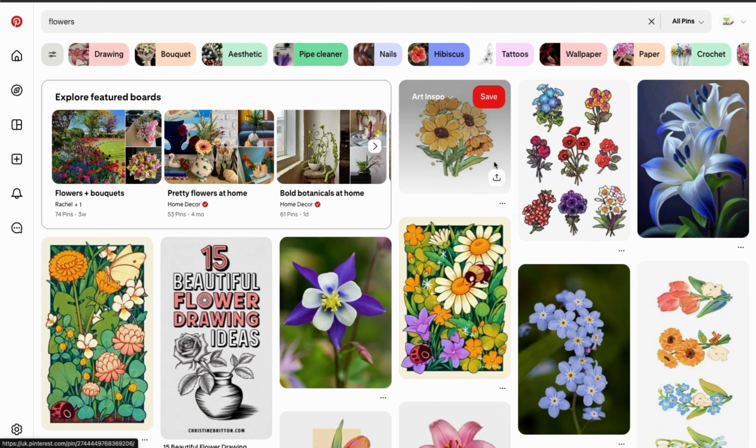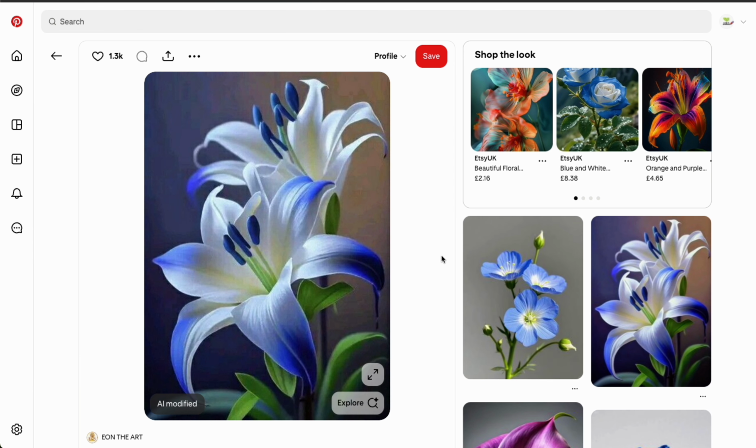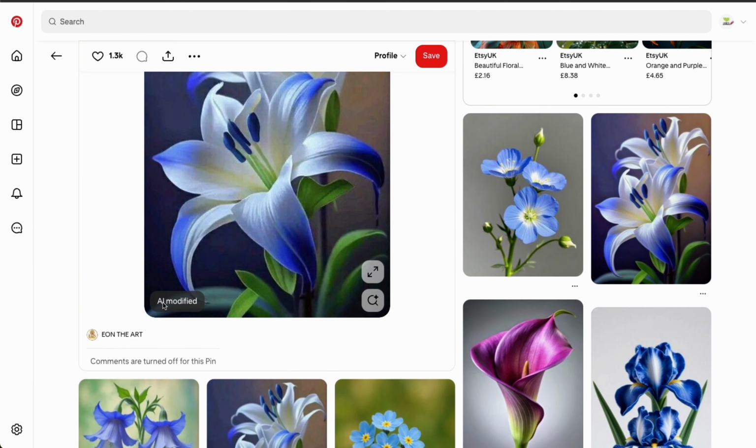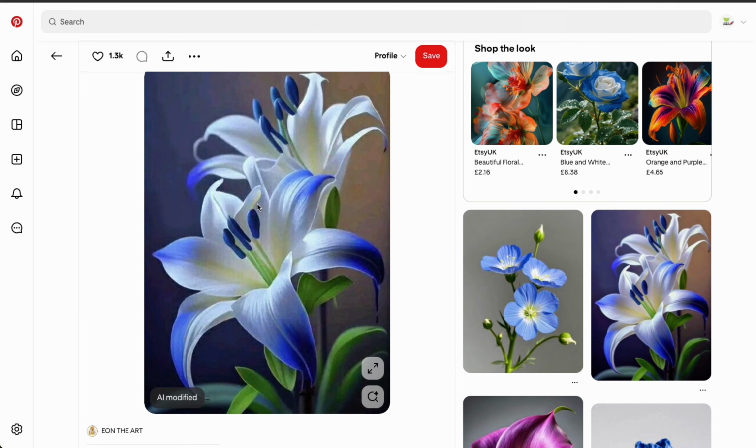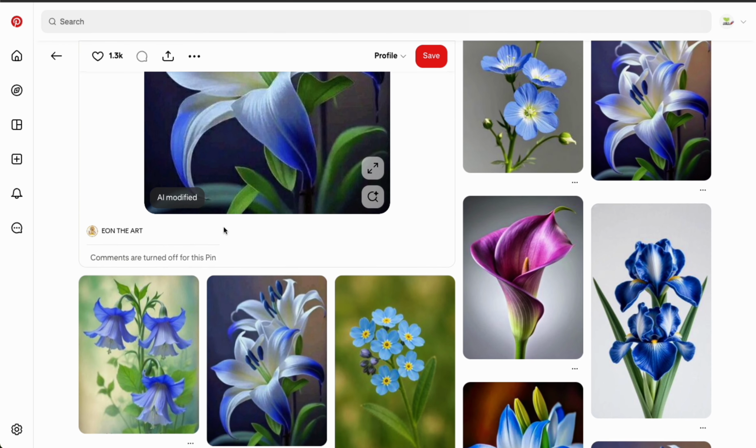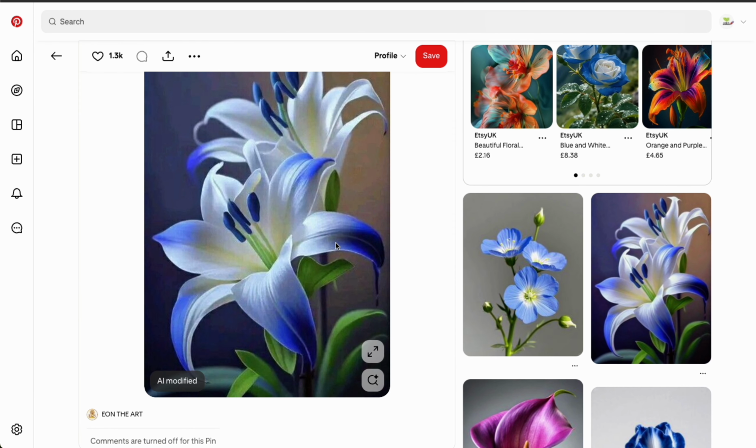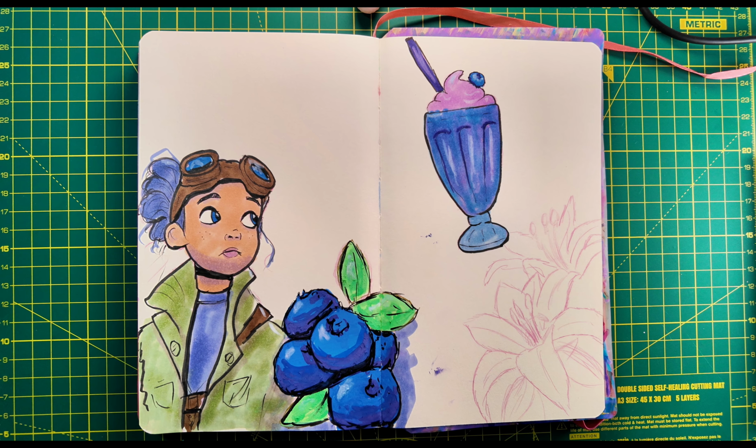You know what? I really want to keep some kind of theme, so I was just going to go for this first one, but they're yellow. But I kind of like these because they're blue, and I think they'll go with the blueberries and the hair. So yeah, I have no idea what these flowers are. Apparently they're AI modified, just like most things on Pinterest, funnily enough. But we will give that a go, I guess.